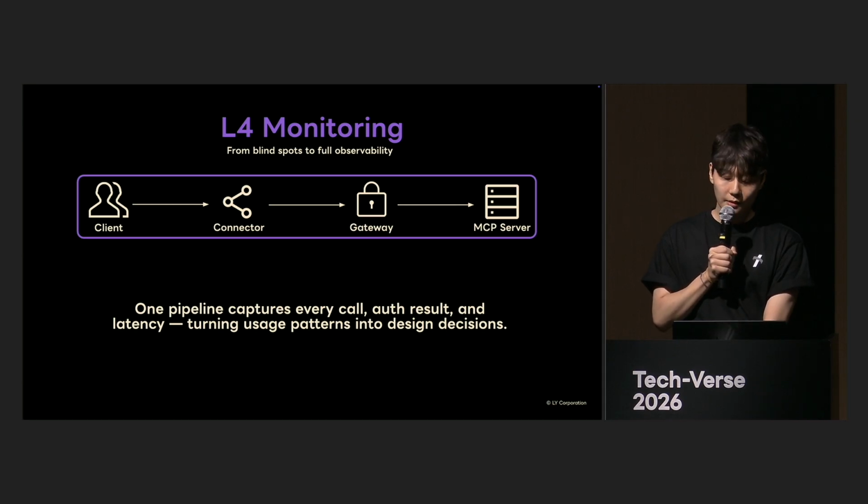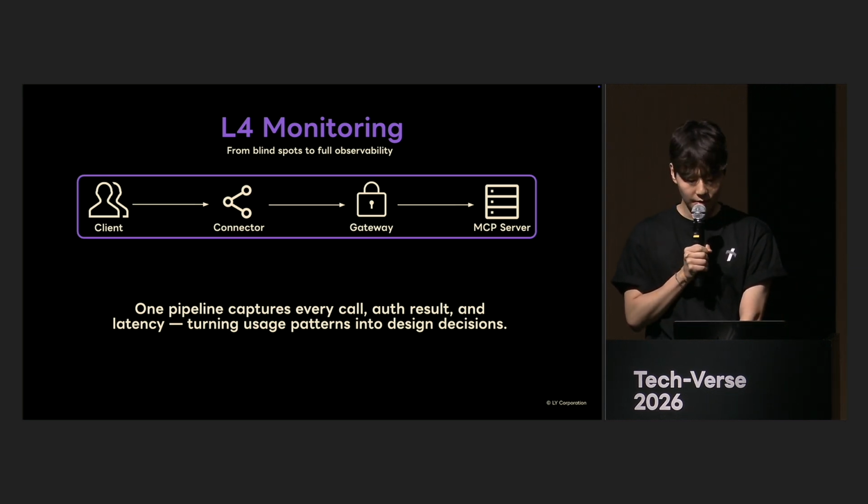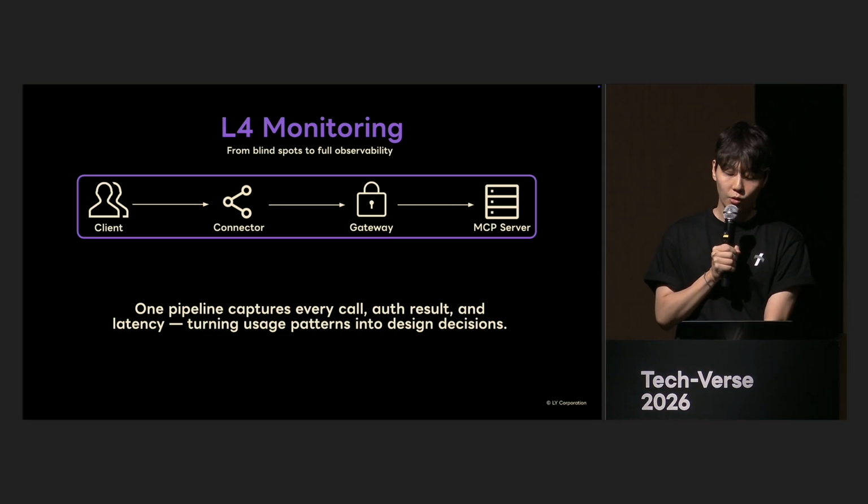The fourth and final layer is the monitoring layer, which supervises the three preceding layers. From the client to the MCP server, we collect all tool calls, authentication results, and latency throughout the entire section into a single pipeline. Now you can see at a glance who called it, when, and with what tool.